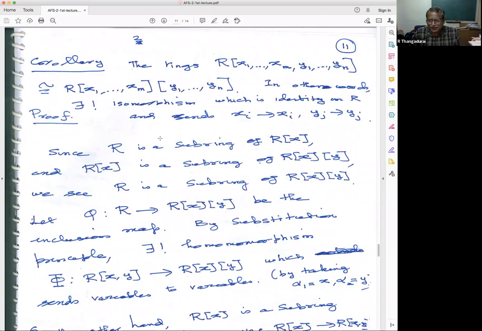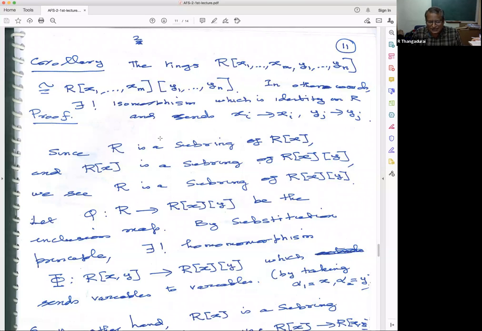Okay, R is a subring of the polynomial ring R[x]. So it is enough to prove for two variables. Okay. So after that, we can keep extending the same way. If I prove for two variables, then if you want m variables, you just put R of x1, x2, up to xm minus 1, that is R prime. Then again, it makes it like a two-variable case. Okay, it is enough to prove for two variables.